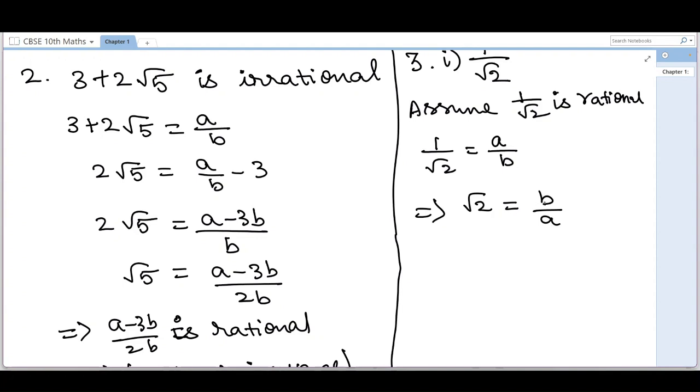So the right hand side still remains to be rational, whereas the left hand side is irrational. So this is contradictory to the result that root 2 is irrational. So what we have assumed is wrong. Therefore 1 by root 2 is irrational.